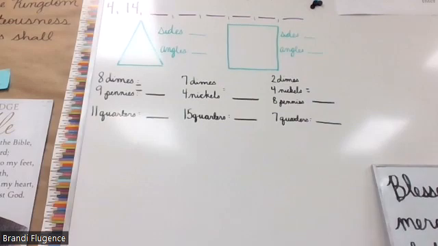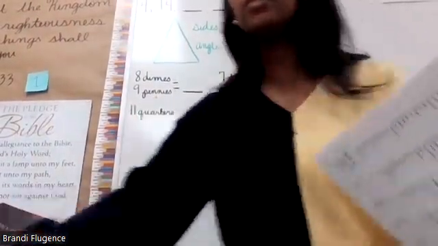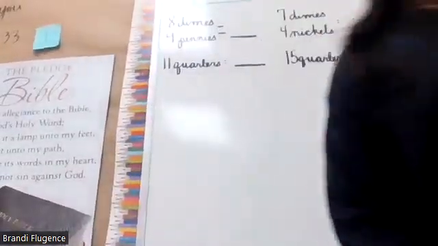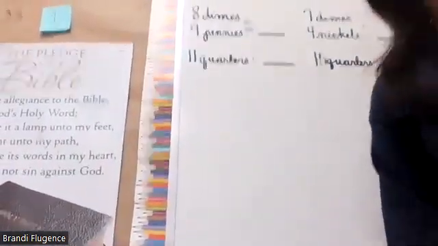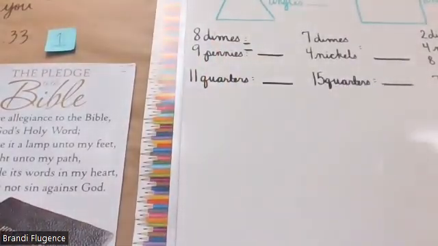All right, let's go ahead and practice these points. Okay, so I have 8 dimes and 9 pennies. How much money would that be? Draw it out. 8 dimes, 9 pennies. A dime is worth 10, a penny is worth 1.